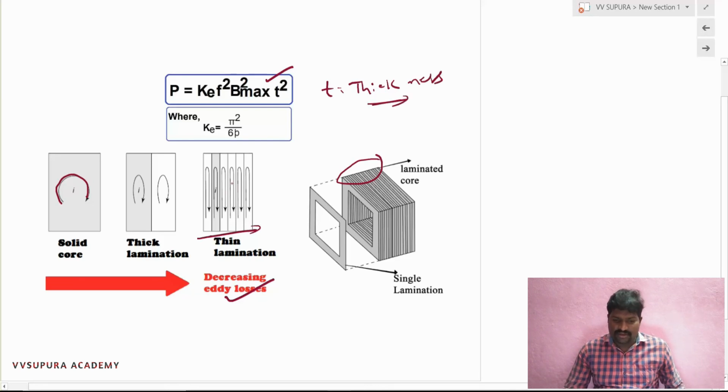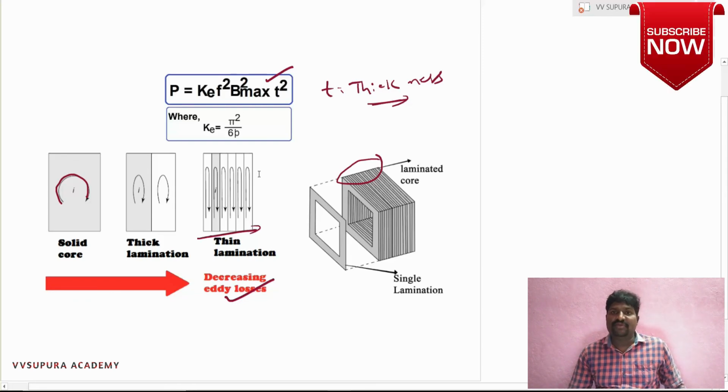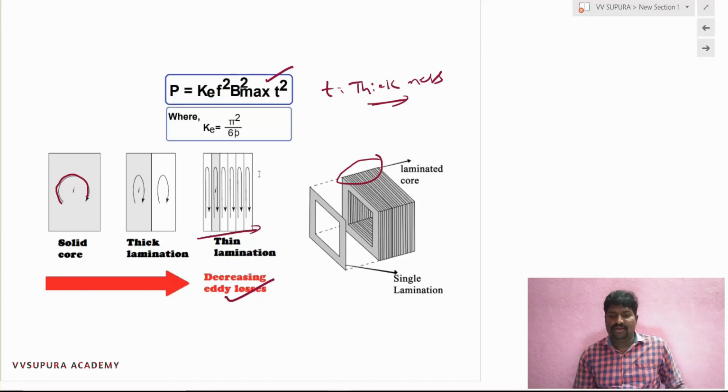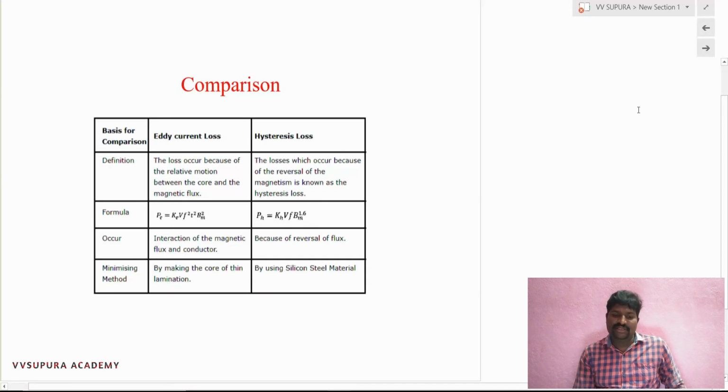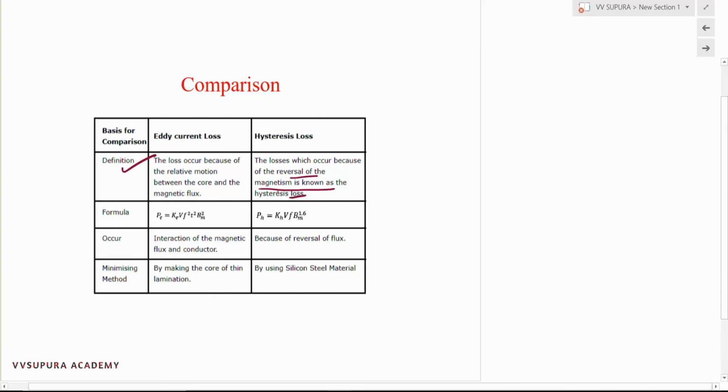So it is directly proportional to the square of the frequency and the square of the maximum magnetic flux density. Right? This is the eddy current loss. When you are comparing eddy current losses and hysteresis losses, by definition, the eddy losses occur because of relative motion between the core and magnetic flux. So when the relative motion is there, then the EMF is induced. The losses which occur because of reversal of the magnetism are known as hysteresis. Whenever you are giving an alternating supply, sometimes it goes to the maximum value, sometimes to zero, and sometimes it will be in the negative cycle.